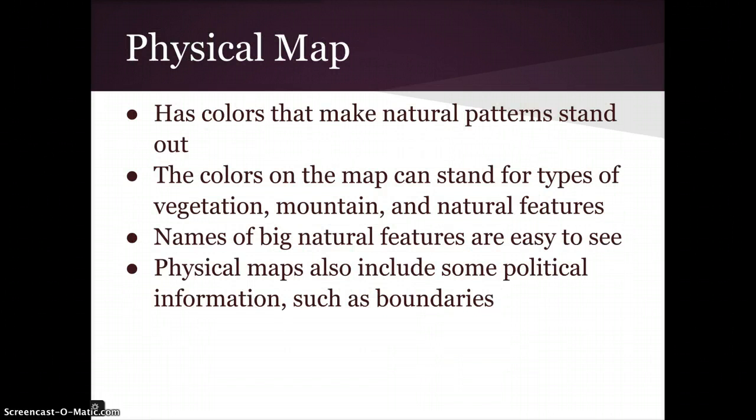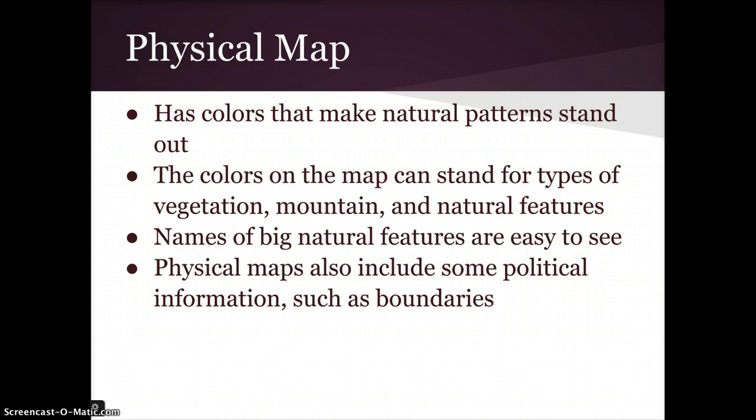The next type of map is a physical map. It has colors that make natural patterns stand out. So where your grasslands and savannas are, maybe where your mountains or your deserts are, you can see those based on the colors that are used on that map. And like I said, it can stand for vegetation, mountains, natural features. It names the big features. It makes them very easy to see. And it's also included on some political information such as boundaries.